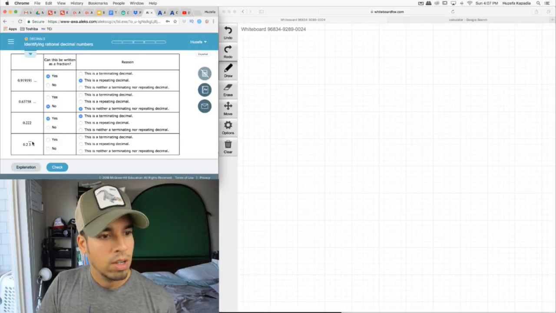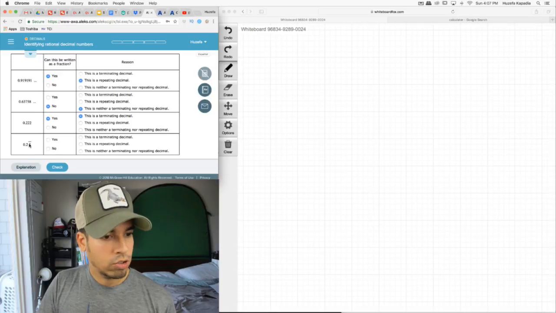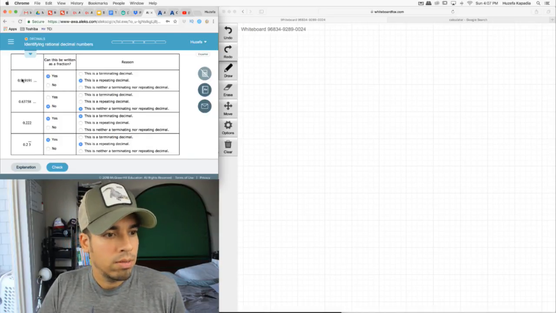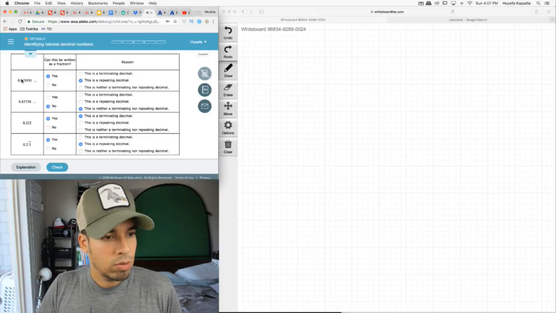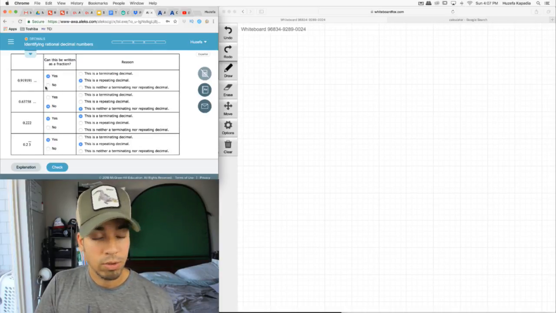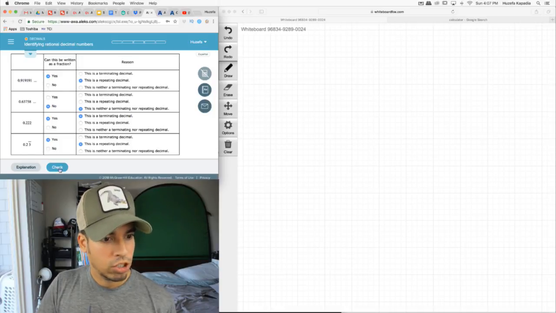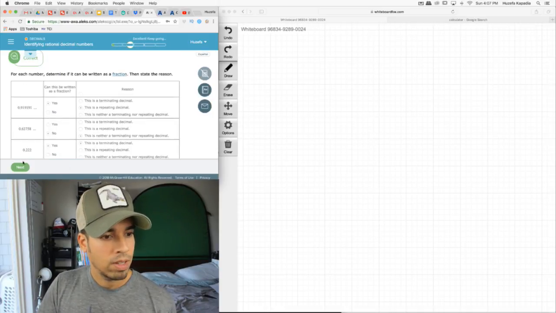Yes, it's a fraction. This is a repeating decimal, right? And so since it's repeating, we've got that bar over the top. And yes, it is a repeating decimal. Now, the only thing I'm scared of here is, now that I think about it, there's no bar over this, which means it could be 0.9191912, so on and so forth. So I don't know if they're testing on this must have a bar or not. So this could be wrong. This could be say no and say it's neither. But let's check it out and see what they say. Yeah, it's correct.